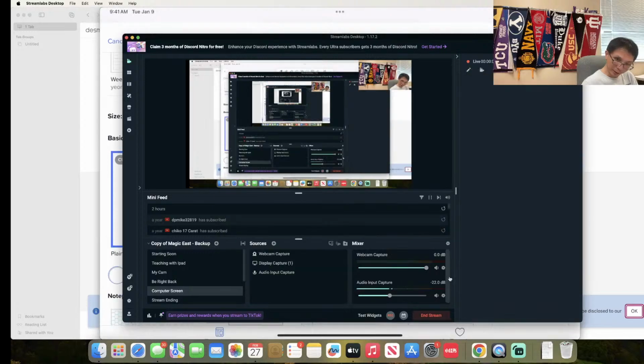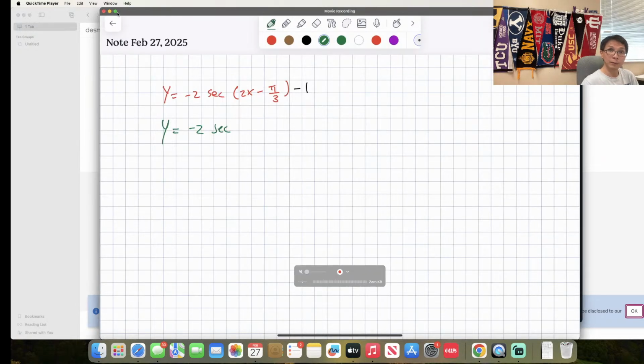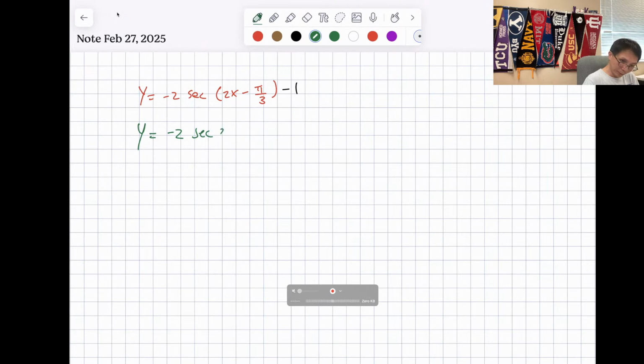If you have an iPad, and you have a grid, it's easy, get it. So just -2 secant. 2x minus, if you take out 2, that means you divide by 2, so it's pi over 6 minus 1. Is that okay? And instead of recognizing this as secant, I'm going to recognize it as a cosine first.